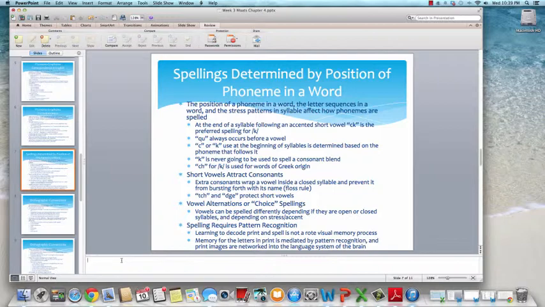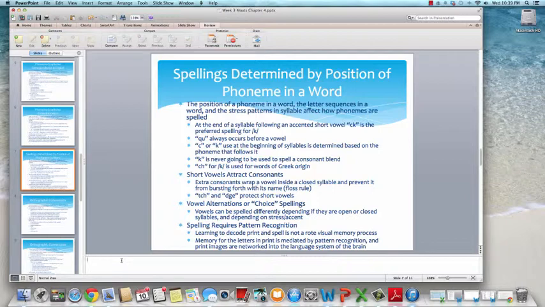So our brain automatically picks up on these patterns usually, but some children need that extra step. Finally, spelling requires pattern recognition. So again, what I just said essentially, learning to code, print, and spell is not a rote visual memory process. You don't just memorize it based on how many times you see it.